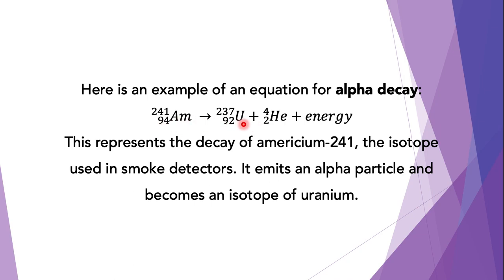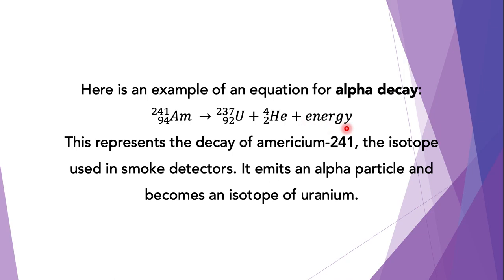So this is the equation. This is how we write the equation: americium into uranium plus helium, the alpha particle, plus energy. And you know, energy is the gamma rays emitted. So this is alpha decay.